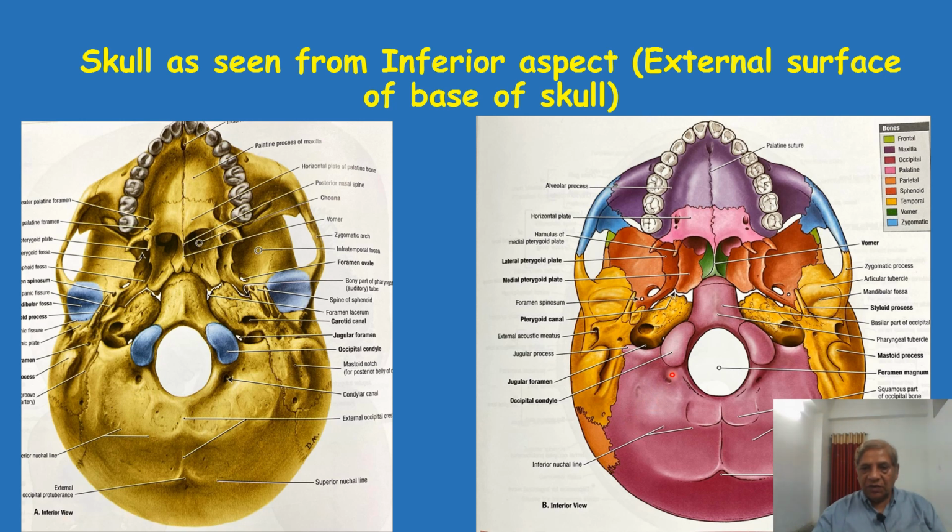Then there is a foramen seen here behind the occipital condyle. This is the opening of the posterior condylar canal. This many foramina are visible, including those I have told you, the greater and lesser palatine foramina.